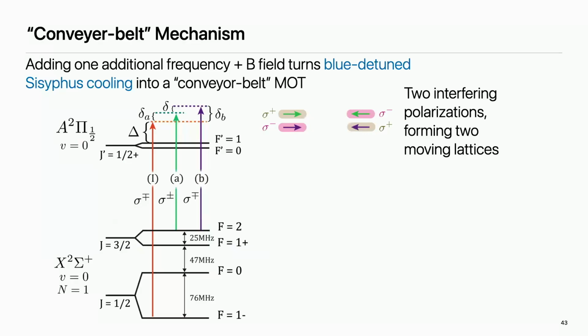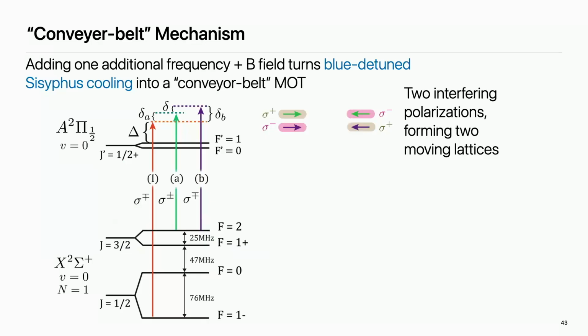If I send in a sigma plus beam now, which is this green light, that will have the same polarization and will interfere, right? So if I send in these two polarizations, what I'm actually getting is two sets of lattices. But if they have a different frequency, then the lattice is going to be moving. If it's the same frequency, it's a standing wave. If the frequency is changing, then the effective lattice is moving at some velocity. So you have these two moving lattices, right? And these are the conveyor belts.